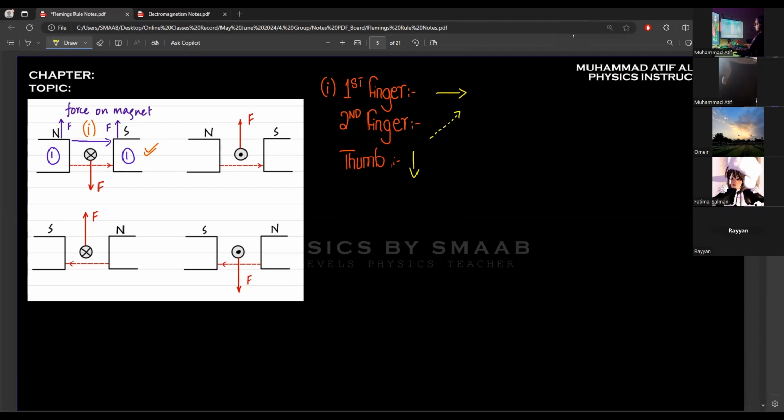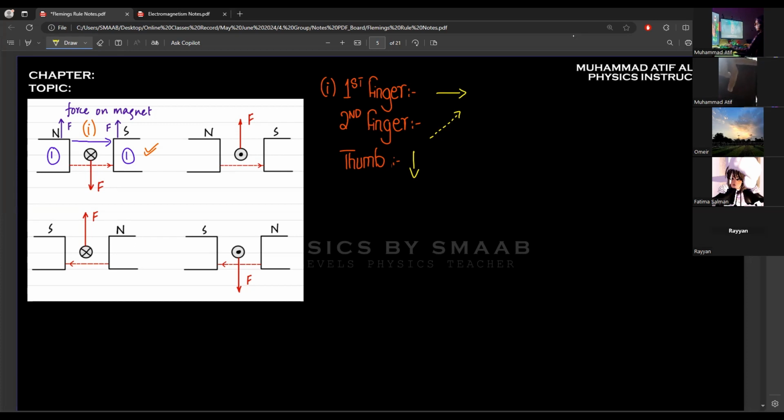Okay. So this is your first finger to show the direction, and this is your second finger for the direction of electric current. And when you open up your thumb, right? So you can see this is your thumb, and that shows you the direction. This is the direction of thumb. So that shows you the direction downward.